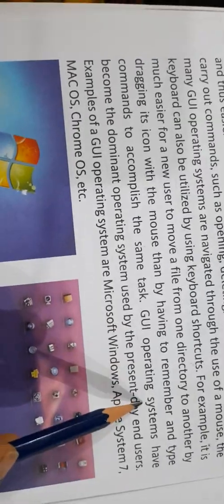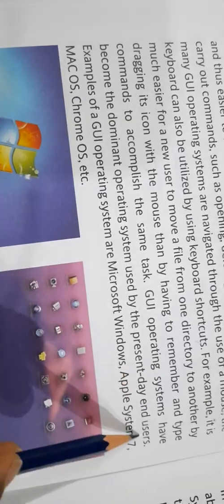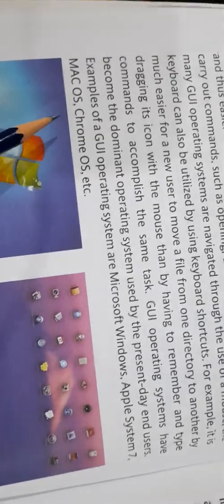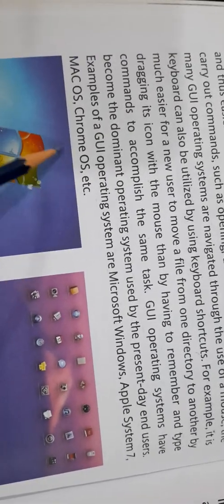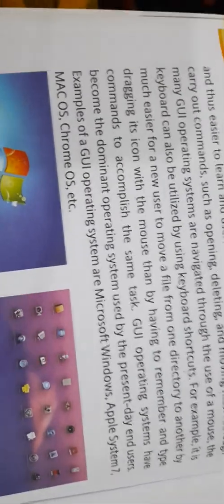GUI operating systems have become the dominant operating system used by the present day end users. Examples of GUI operating systems are MS Windows, Apple System 7, Mac OS and Chrome OS, etc. So, these are various operating systems.